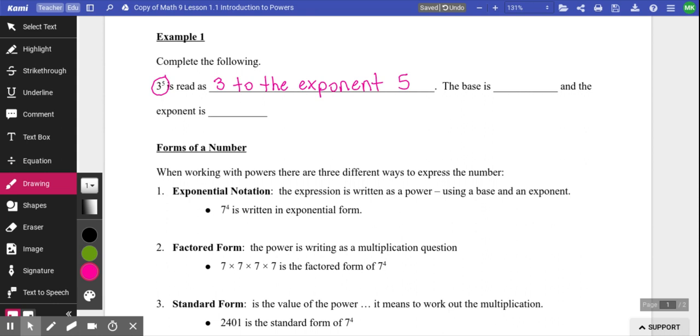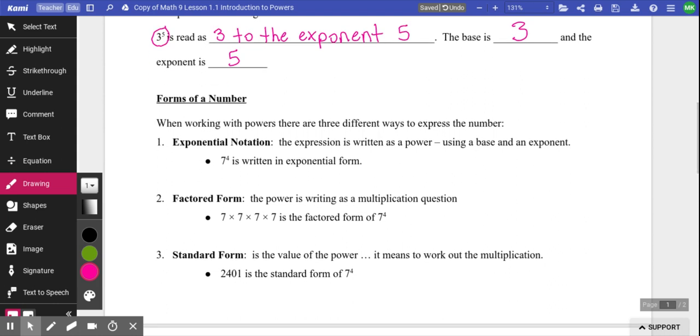3 to the exponent of 5 is my power. It has 2 parts. It has a base and an exponent. The base is the number 3. The exponent is the number 5. That is terminology you're going to have to get used to, and it's terminology that gets used all through high school. So when you get to grade 12, they're still going to talk about bases and the exponent. Those are 2 words you're going to have to get down pat. Fantastic.